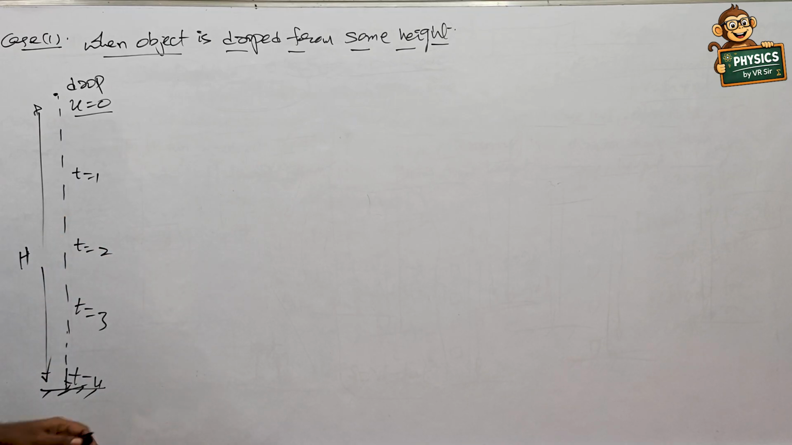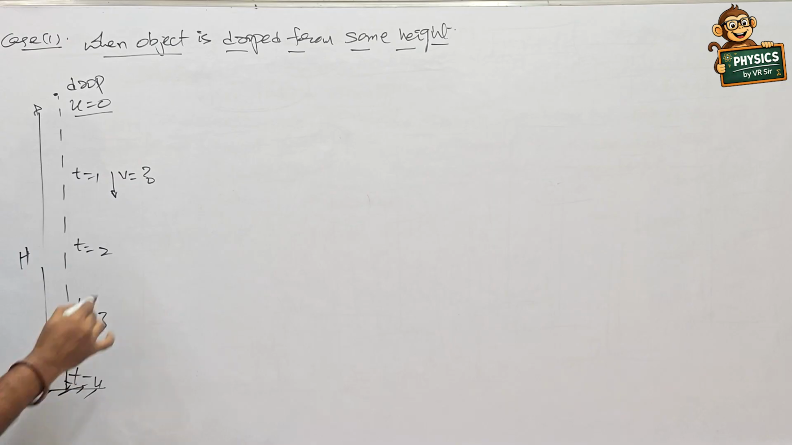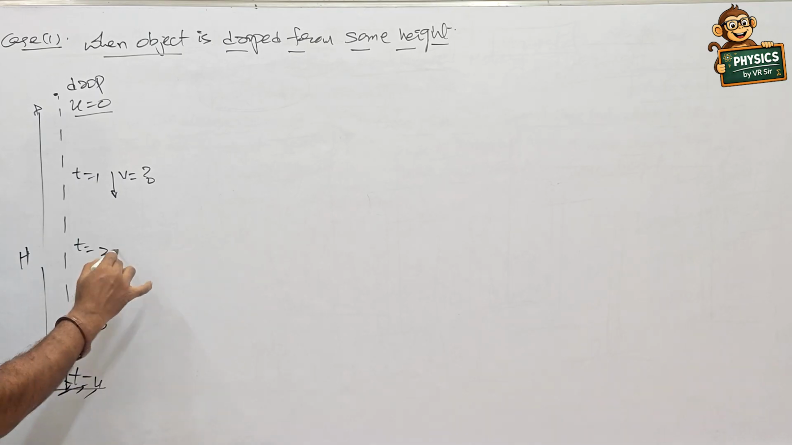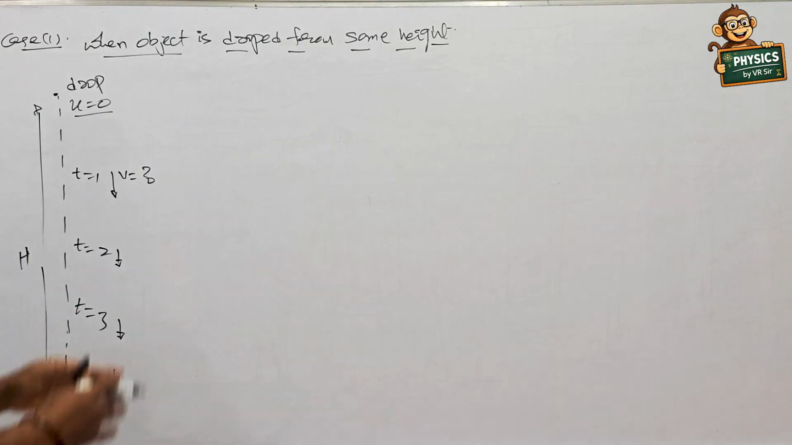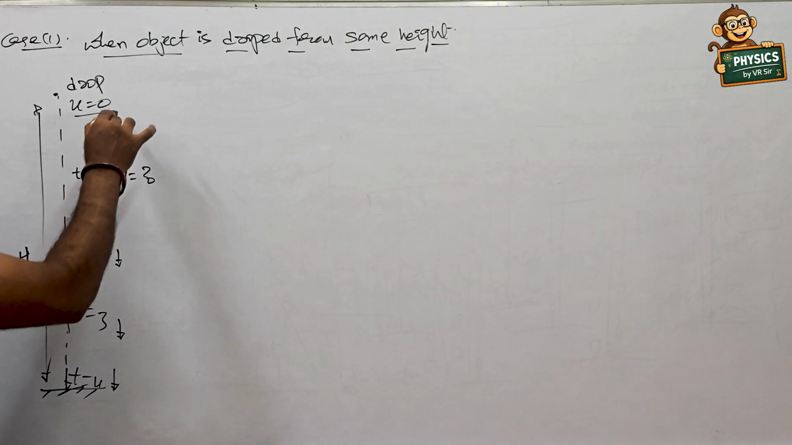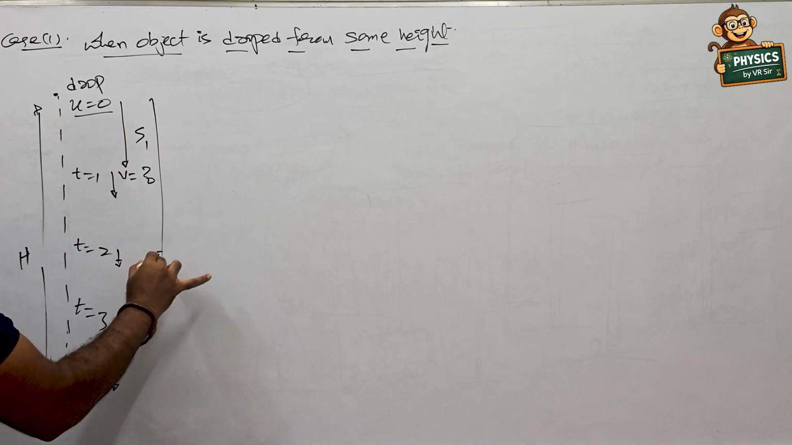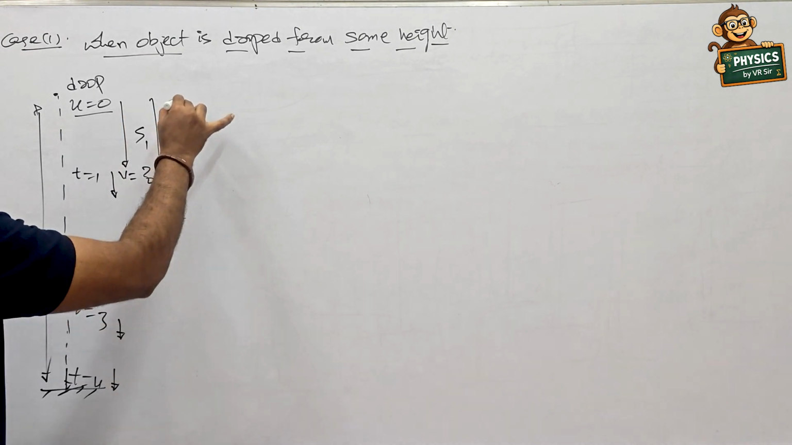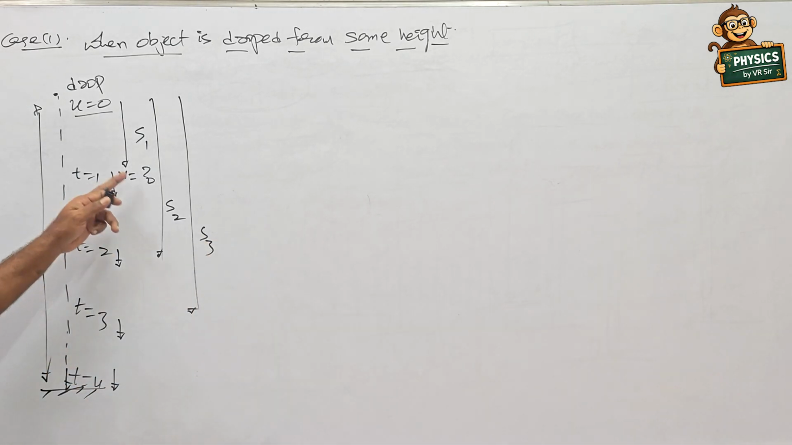Now in this situation, what we want to know is, after 1 second what is its velocity, after 2 seconds what is its velocity, after 3 seconds what is its velocity. So we want to know the velocity with which it hits the ground. How can we know that? We want to see in 1 second how much depth it has fallen, s1. In 2 seconds how much depth it has fallen, s2. In 3 seconds, s3, and so on. We want to know this also.